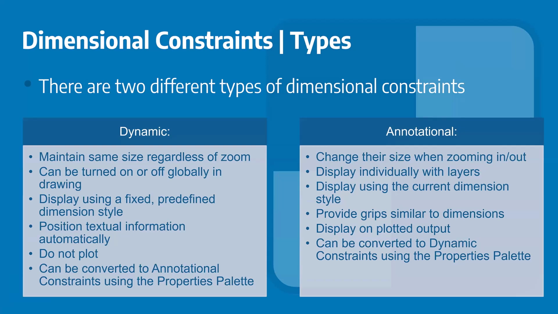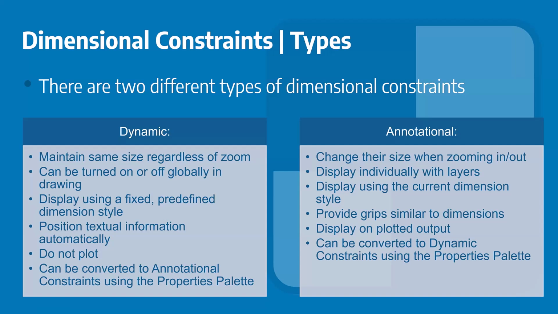There are two different types of dimensional constraints. There's dynamic and there's annotational. Dynamic, when we're zooming in and out of the drawing, they will remain the same size regardless of the zoom. They can be turned on or off globally in the drawing. So that was the on-off that we saw in the last slide.